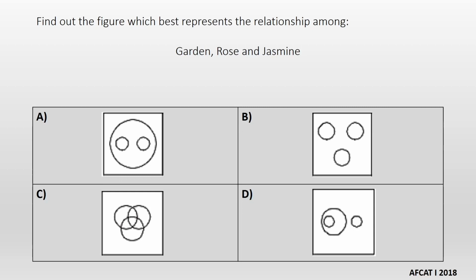So the next is garden, rose, jasmine. If we see, rose and jasmine are flowers, however they are present inside a garden. So option A is correct.